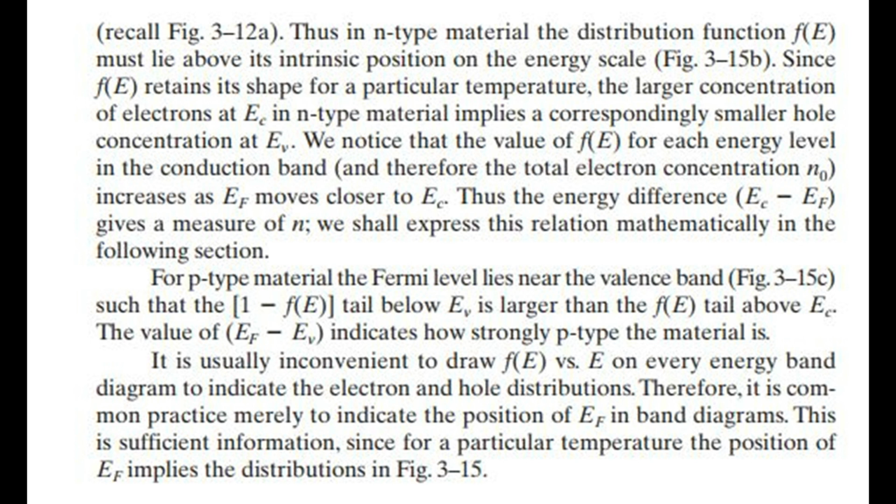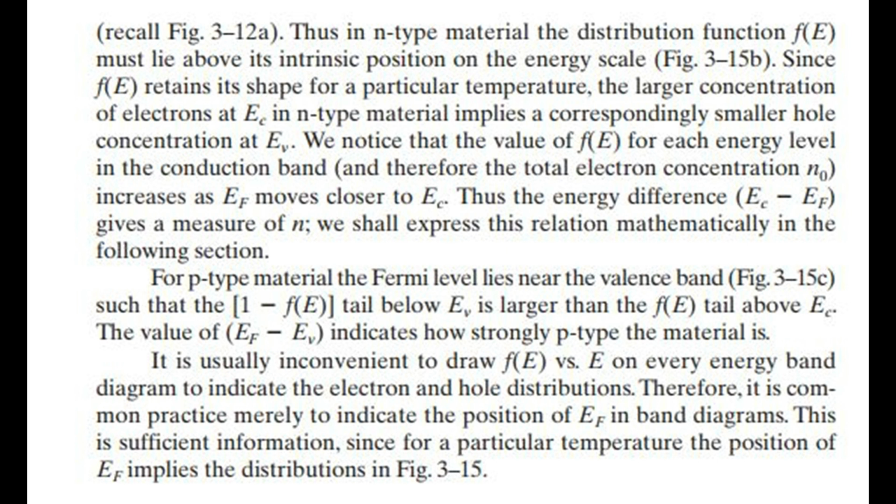Since 1 − f(E) retains its shape for a particular temperature, the larger concentration of electrons at EC in N-type material implies a correspondingly smaller hole concentration at EV. We notice that the value of f(E) for each energy level in the conduction band, and therefore the total electron concentration n0, increases as EF moves closer to EC. Thus the energy difference EC − EF gives a measure of n. We shall express this relation mathematically in the following section.